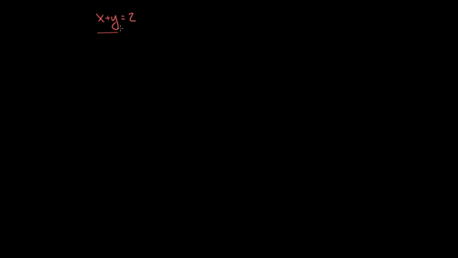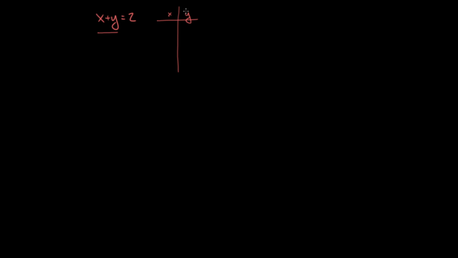It's just saying that whatever x is, y has to be a number such that when I add them together, they equal 2, or they sum to 2. Or the reverse of that would be that if I pick a number for y, x just has to be whatever number so that when I add it to y, I get to 2 as well. So let's look at a quick table here of what this would look like.